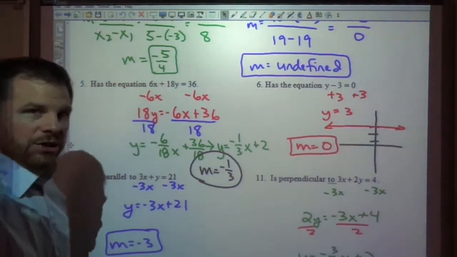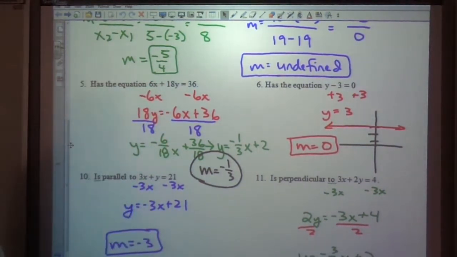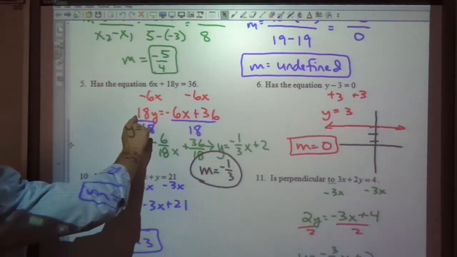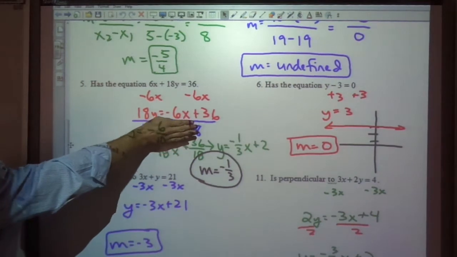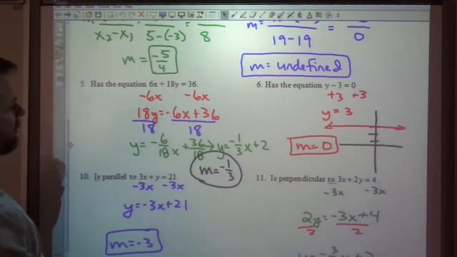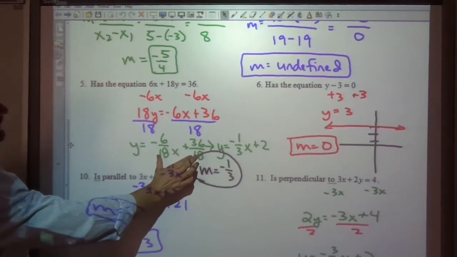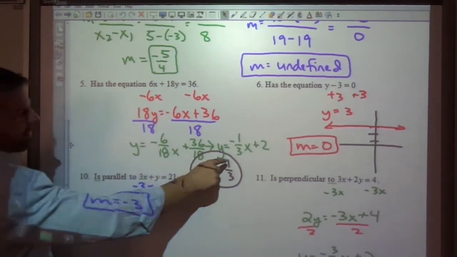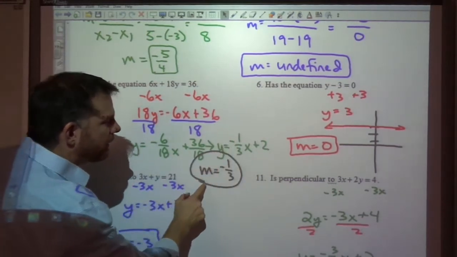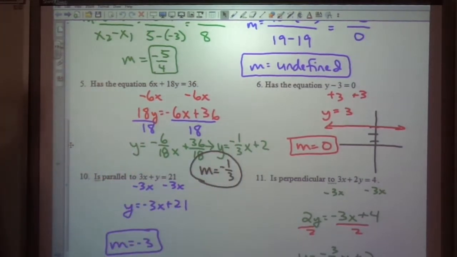This one, we have an equation. I'm trying to find the slope from an equation, so I need to put it into slope-intercept form. We'll subtract 6x from both sides. That gives me 18y equals negative 6x plus 36. Then divide by 18. Divide the 18 into both parts right here. And then I just need to simplify. This becomes 1/3 and this becomes 2. So the slope is negative 1/3.